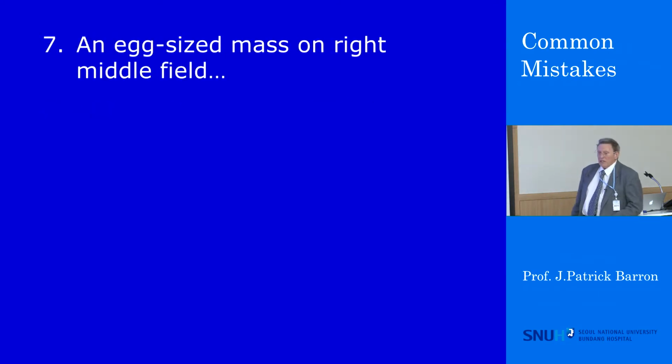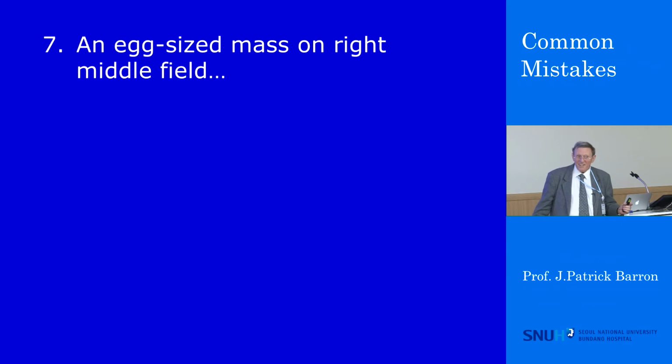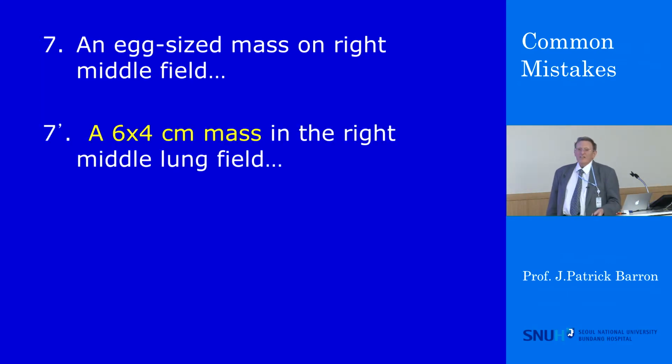An egg-sized mass, okay, fine. What kind of egg? An ant's egg? Caviar? Ostrich? Give specific numbers. And again, with a space. The only time you don't have a space after a numeral is percent and degree, as in degree centigrade. Apart from that, you always have a space between a numeral and a unit.